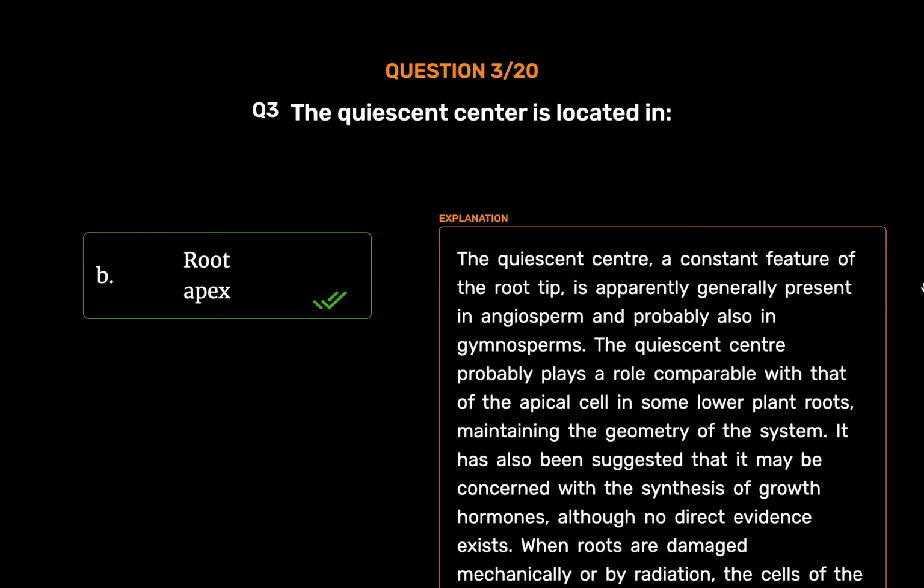Root apex. The quiescent center, a constant feature of the root tip, is apparently generally present in angiosperms and probably also in gymnosperms. The quiescent center probably plays a role comparable with that of the apical cell in some lower plant roots, maintaining the geometry of the system. It has also been suggested that it may be concerned with the synthesis of growth hormones, although no direct evidence exists. When roots are damaged mechanically or by radiation, the cells of the center can resume a rapid division rate, and they then participate in regeneration.